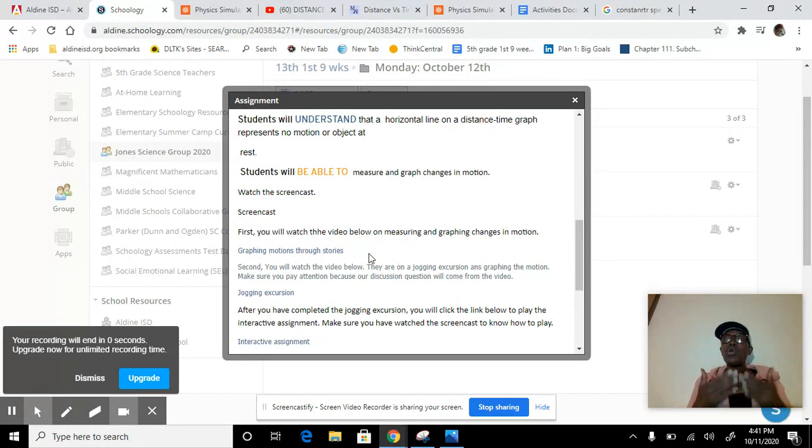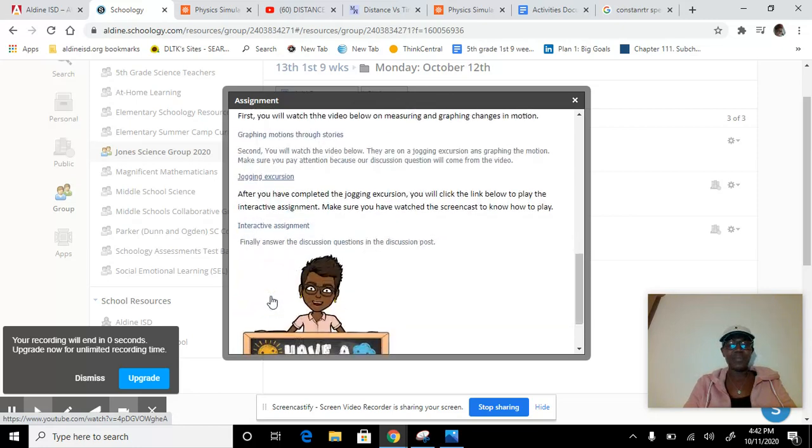For example, remember when we saw the horizontal line, we knew that a car was not in motion. It was at rest. And so therefore, the time continued, but the distance did not increase or decrease. Second, you will watch the video below called The Jogging Excursion. It's with Mr. Funny Bunny. Now pay close attention to that video because it is a part of our discussion for today. And finally, Miss Manley wants you to make sure you do the interactive assignment.